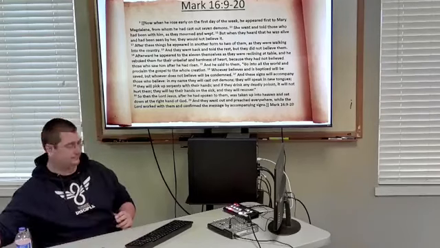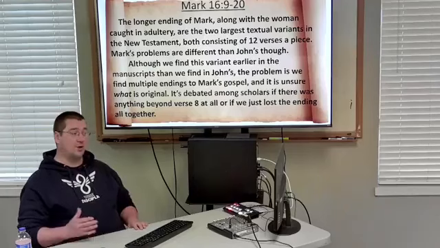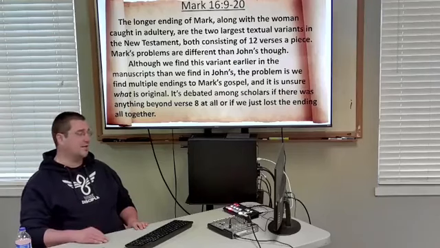All right, so the long reading of Mark and the woman caught in adultery, these are the two largest textual variants in the New Testament. They both consist of 12 verses apiece, but Mark's problems are different than John's. They kind of have different things going on. So although we find this variant earlier than we find it in John's gospel, the problem is we find multiple endings to Mark's ending here.